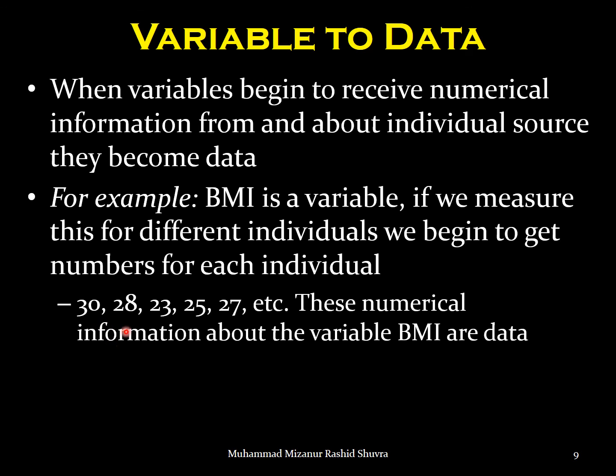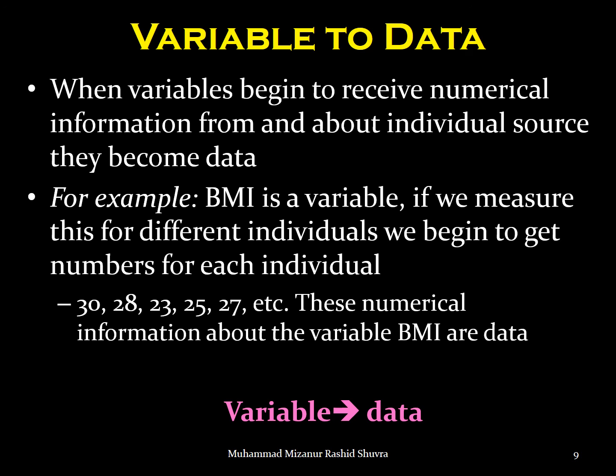So it's 30, 28, 23. Note that these are specific constant numbers. These are not variables. These are data. These are data that are numerical measurements of the BMI variable. So variable to data, that's the point. You have variables, you're trying to measure them in numerical form, and then the numbers that you get are giving you data.